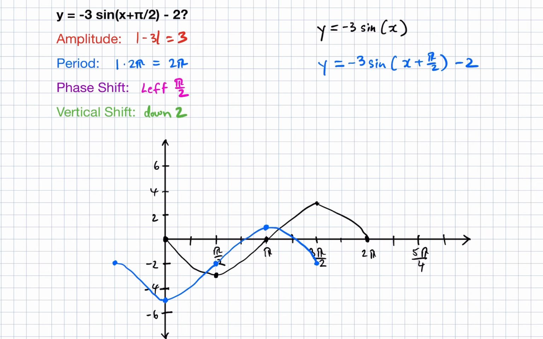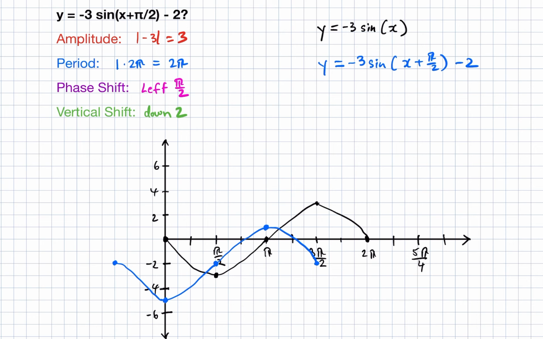Okay, and the blue is the function that has an amplitude of 3, a period of 2 pi, a phase shift to the left by pi over 2, and then vertical shift down by 2. Okay, so hopefully that makes sense. Now you hopefully will understand why we start with this root function first, because this becomes our baseline, and then we use each of these points as our reference for our phase shift and our vertical shift.